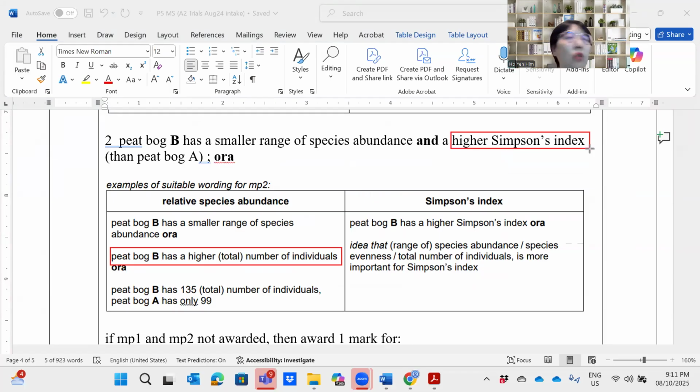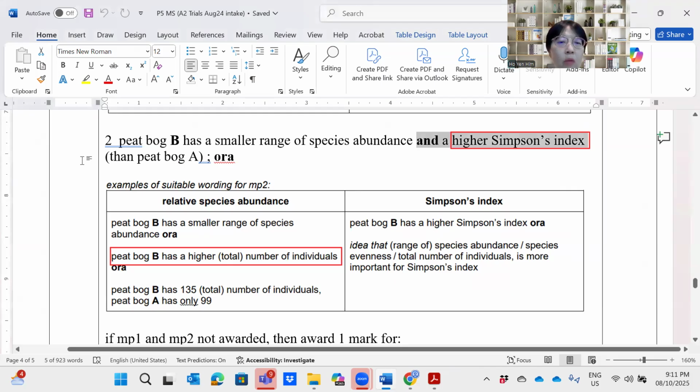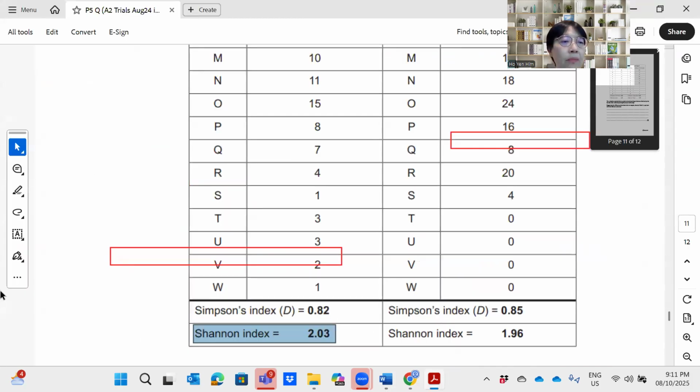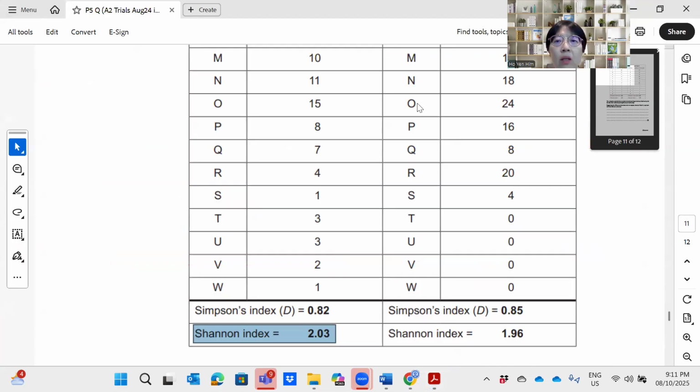It means it pays attention more to the total number of individuals of all the species added up. If you write species evenness, you will also get the mark. Even if you talk about individual species, the number is actually higher. You see, this is 24, this is only 15. This is 16, this is 8. All of them are higher. If you compare between different species, all of them are higher than pit bog A, except for one.